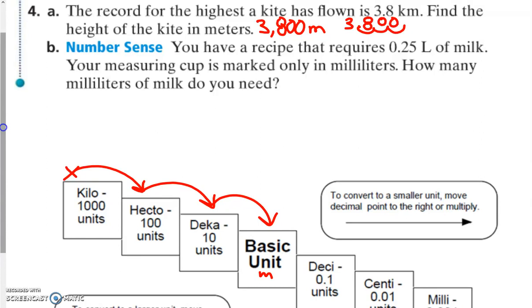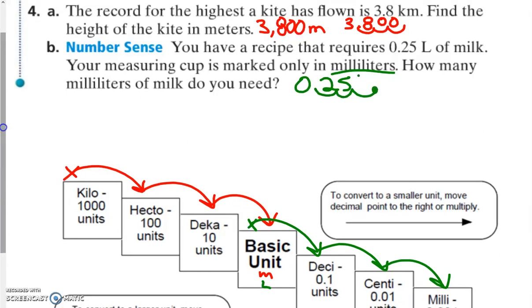In the second one, it says you need 0.25 liters. That's 25 hundredths, or a fourth of a liter. And they want us to change those liters into milliliters. Let's see, liters are a basic unit, so I'm going to start here at the basic unit, and they want us to turn that into milli. 1, 2, 3 spaces to the right, grab the decimal. 1, 2, 3 spaces to the right, fill in with a 0. 250 milliliters. 0.25 liters is the same as 250 milliliters. Hopefully using this chart helps you. Good luck and have a good day.